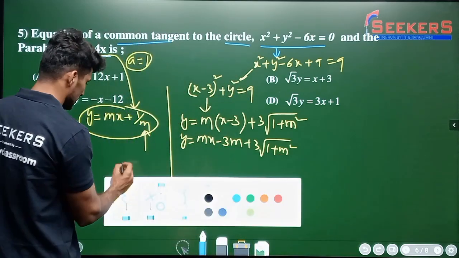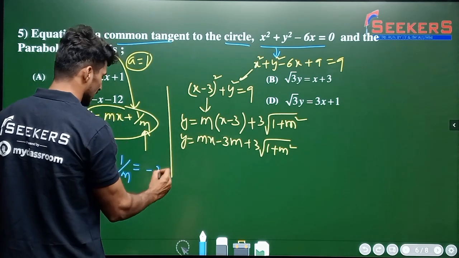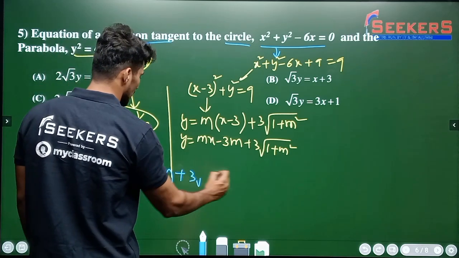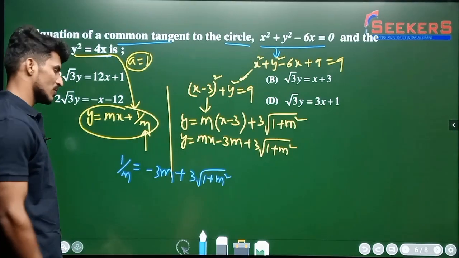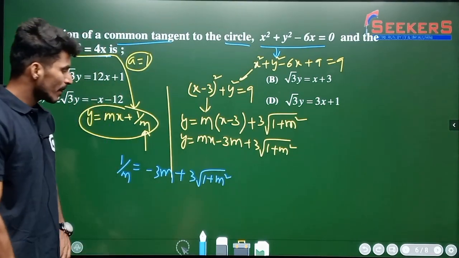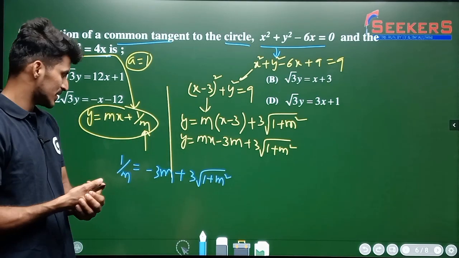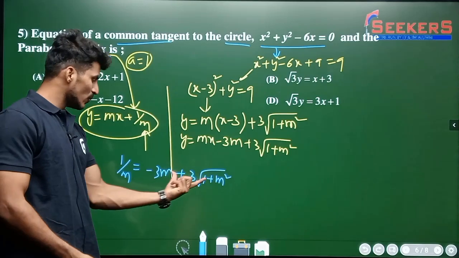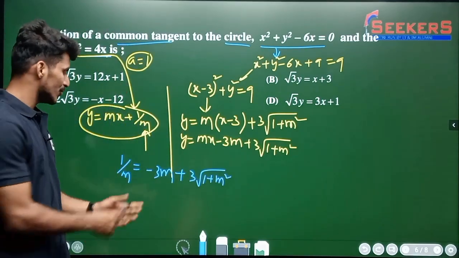So what am I going to get? Tell me here. 1 by m is equal to what here? Minus 3m plus 3 into the square root of 1 plus m square. So in order to get rid of the square root, what am I going to do? I'm going to square both sides. Many students will directly square both sides here. If you square both sides directly, it might last for multiple steps. My personal suggestion to you is to shift this side.